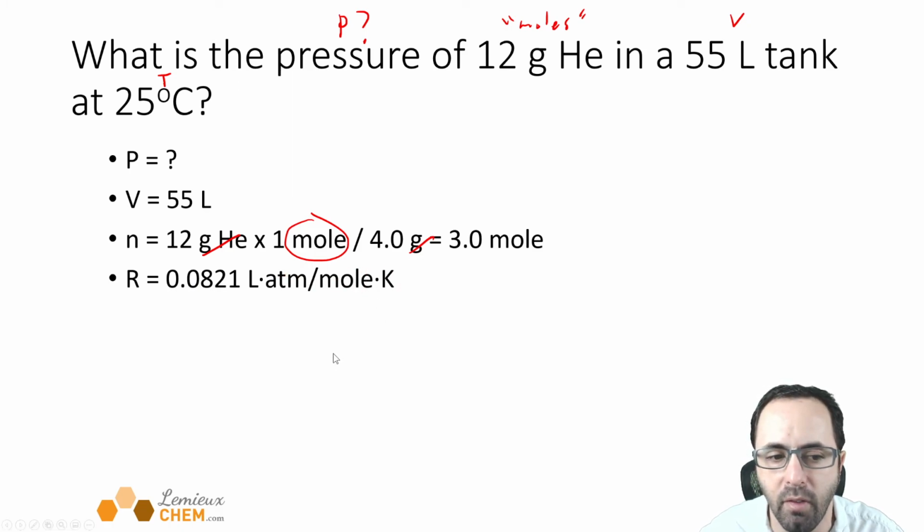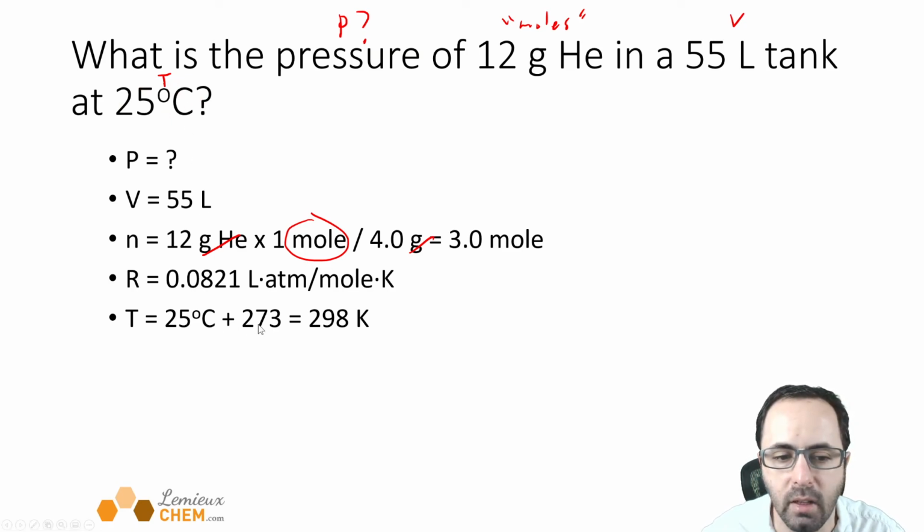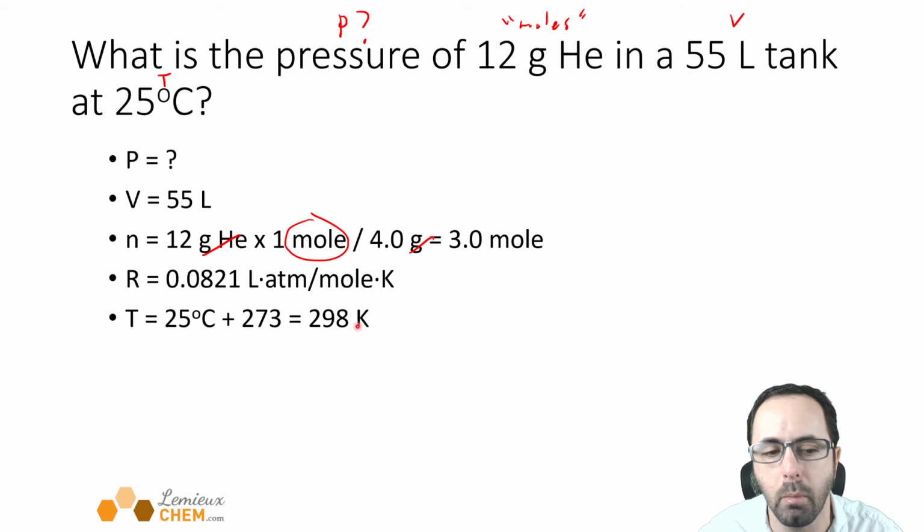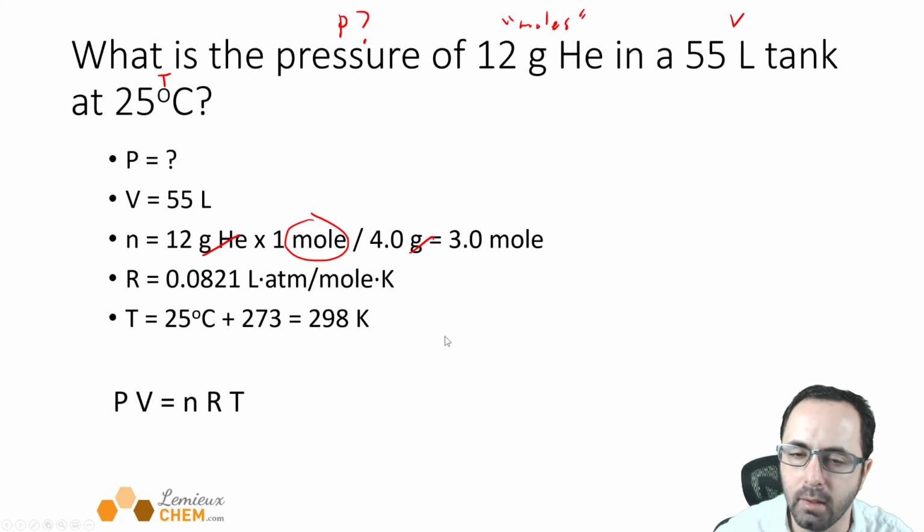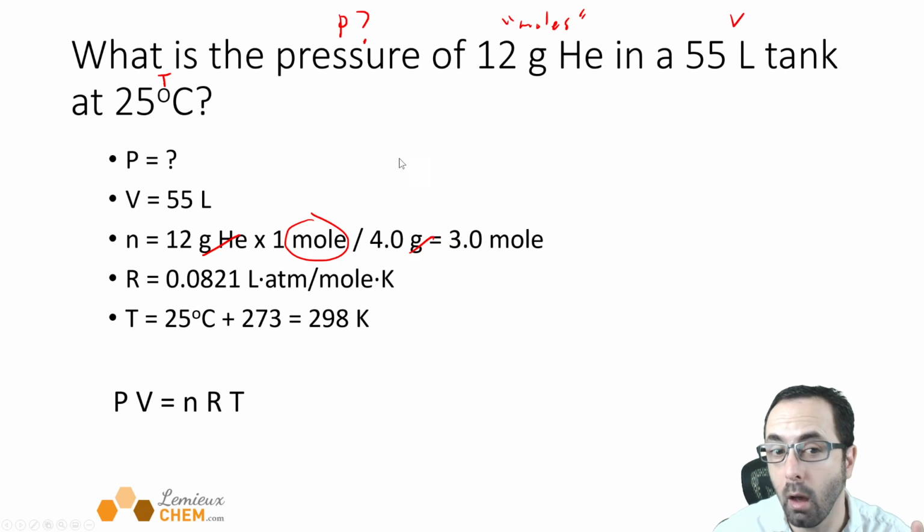Finally, temperature. Temperature is 25 degrees Celsius plus 273 so that we make it Kelvin, 298 Kelvin. Notice, temperature is in Kelvin, good. Our moles are in moles, good. Our volume is in liters, yes, and our pressure is going to end up in atmospheres. Now, again, we're using PV equals nRT because we have one amount of each of these variables. We don't have a before and after, so we're using the ideal gas law.